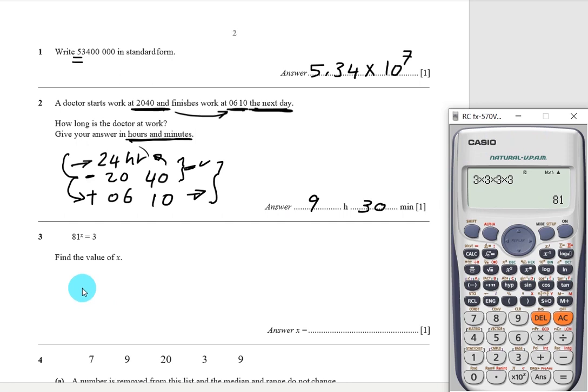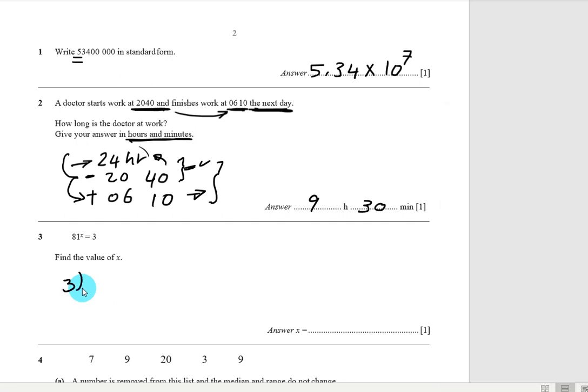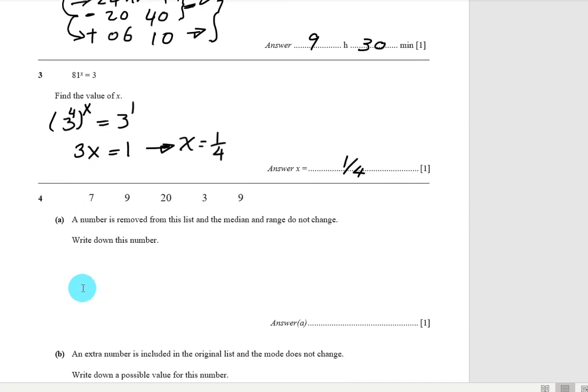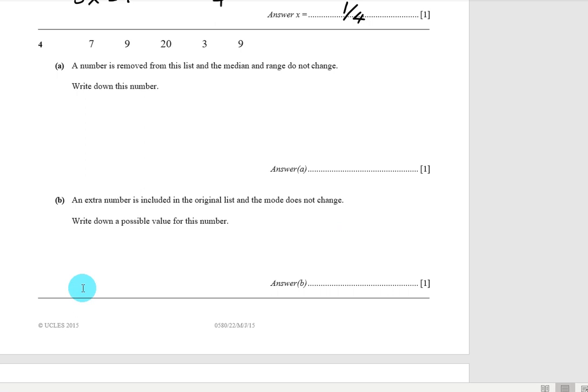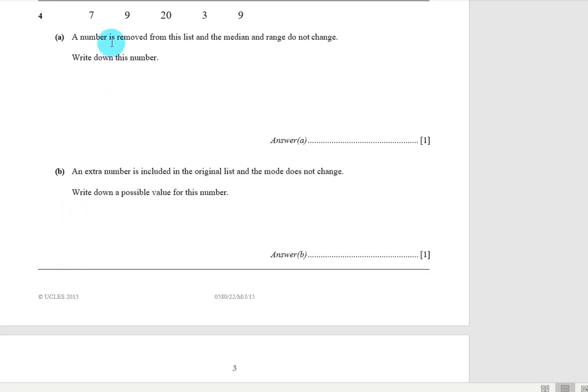So I can write here the base 3 to the power 4, and all of it to the power x is equal to 3, which is 3 to the power 1. So 3 to the power 4x is equal to 3 to the power 1, so 4x is equal to 1. From this equation, x is equal to 1 over 4. So the answer here is 1 over 4. Direct question, easy question, no problem. Let us go to the next question.